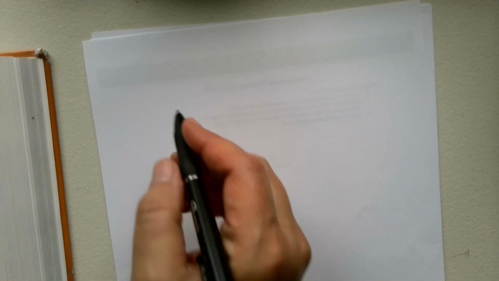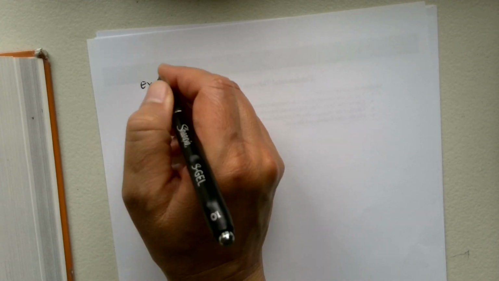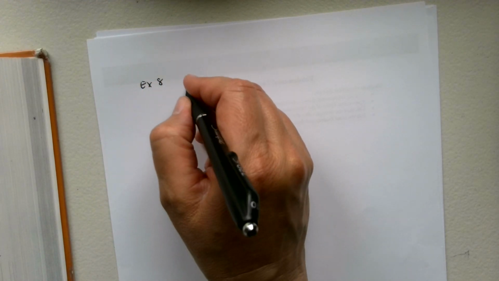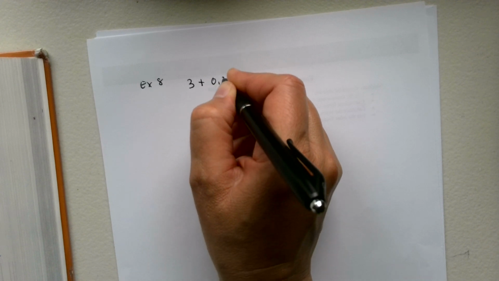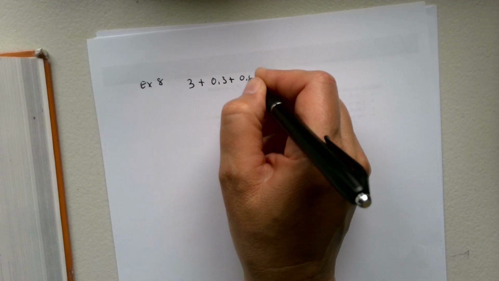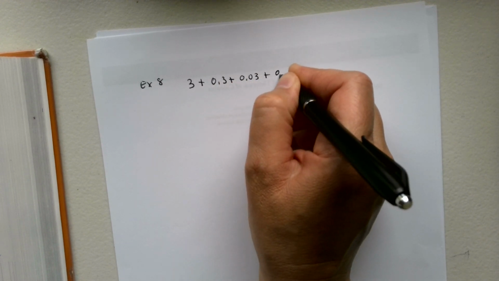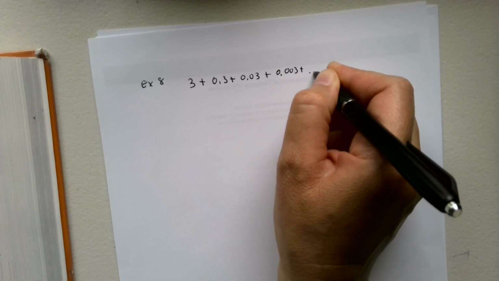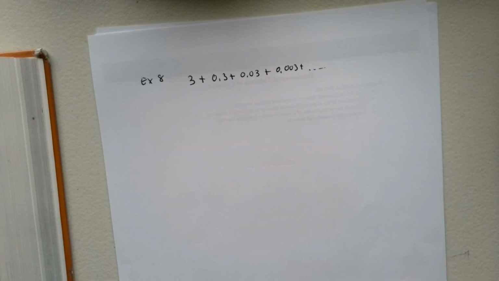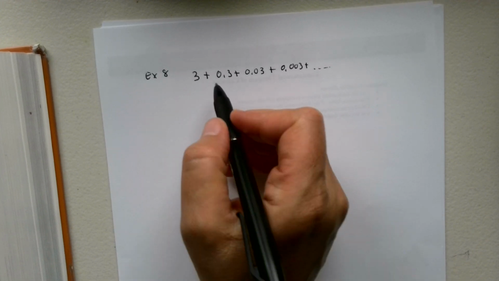If we look at example 8 on page 581, we have 3 plus 0.3 plus 0.03 plus 0.003, and so forth and so on. So we're getting smaller and smaller and smaller. So let's talk about what's happening here.